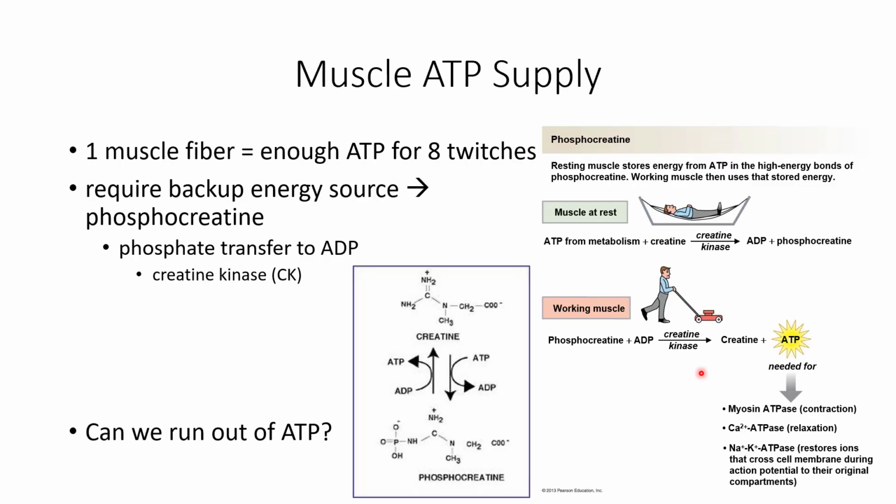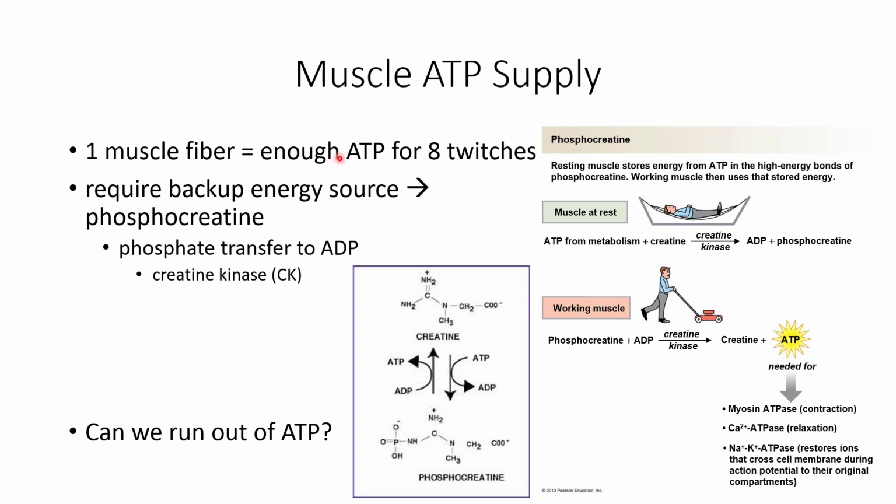In general, each one of your muscle fibers has enough ATP for exactly 8 twitches, which you may say, that's not a lot of energy, Dr. Smith. Like, I know I can do way more than 8 reps when I'm lifting weights. And that's true. And the reason for that is this is how much ATP is already generated. But the body can make more, and we have a backup energy source.